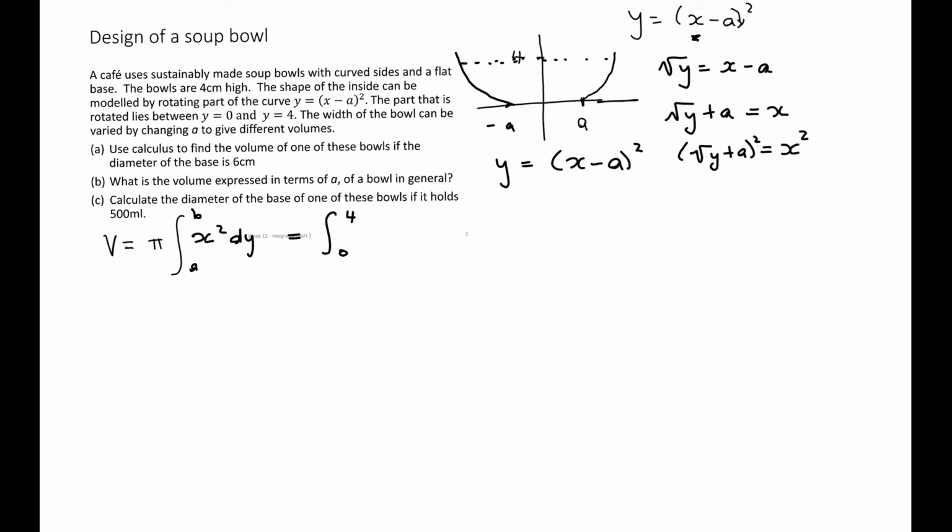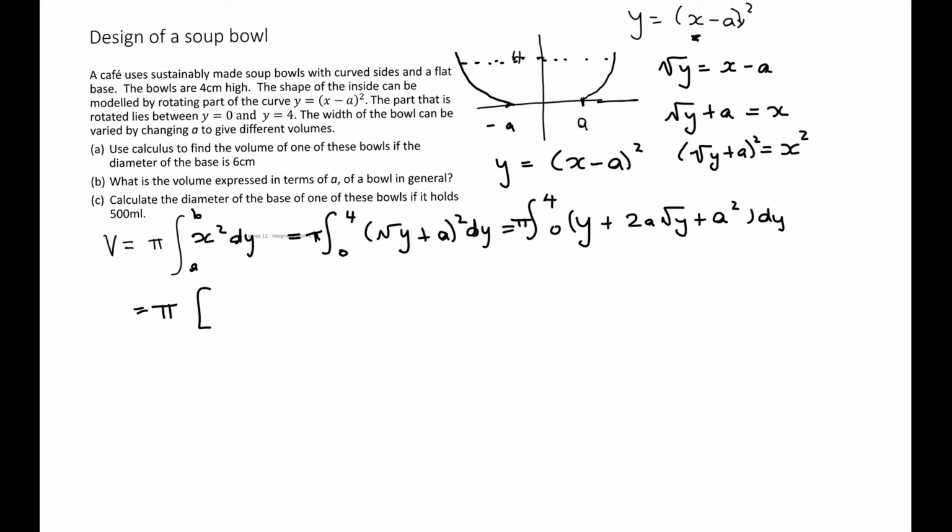Okay, we could put it in there as root y plus a squared dy, but we can't integrate it as it stands, not in this course anyway, so we need to multiply it out. So if we multiply it out, it would be y plus 2a root y plus a squared, and that we can integrate with respect to y. Don't forget, we've got a pi out the front. Now let's do the integration.